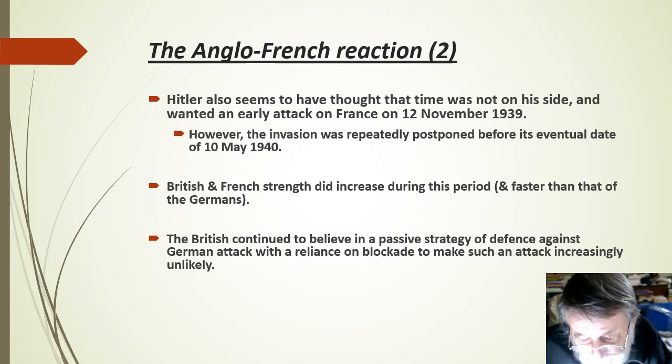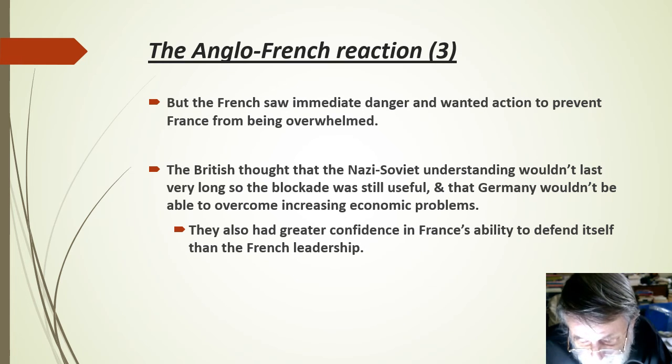The British government and its military advisors continued to believe in a passive strategy of defense against German attack, with a reliance on blockade to make such an attack increasingly unlikely. The French, unsurprisingly, were less complacent. Cooperation between the Soviet Union and Germany would enable Germany to use its best units soon in the attack on the West, while Soviet aid made any blockade ineffective.